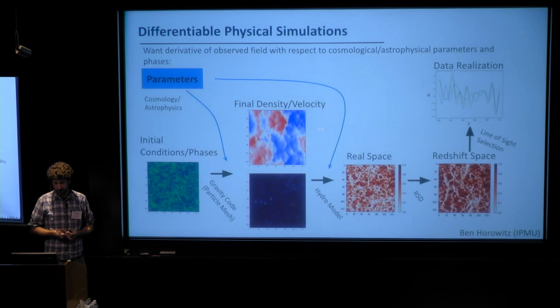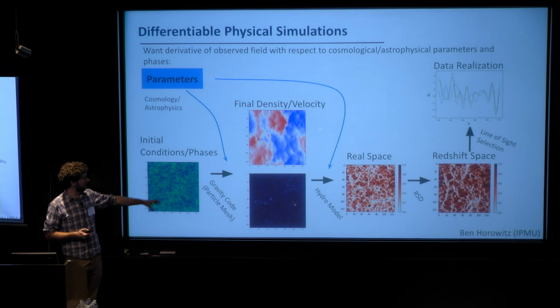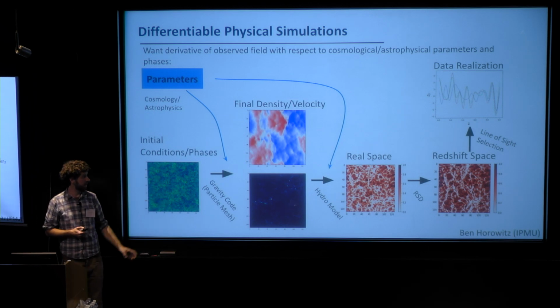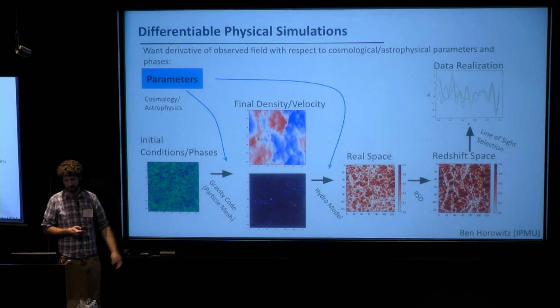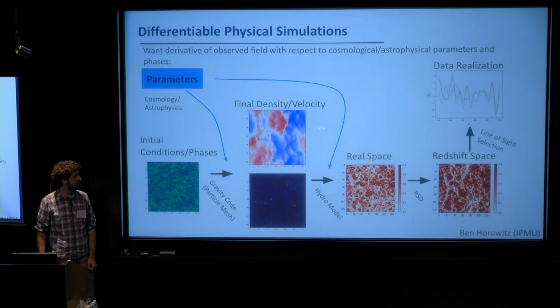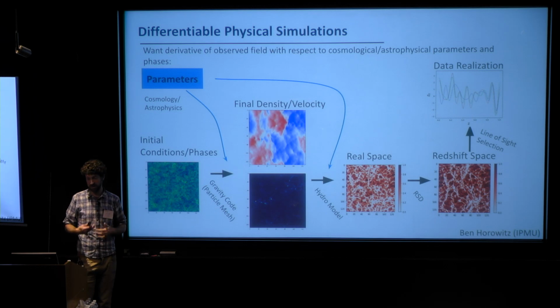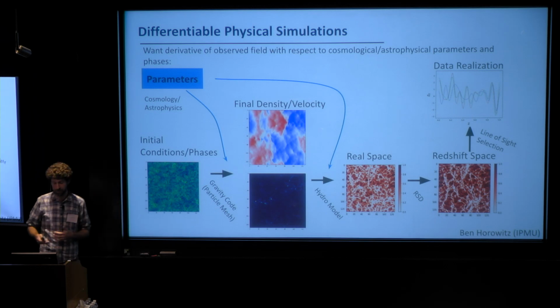So in the context of Lyman alpha forest, the framework is that we have our initial conditions. We use a fast particle mesh solver to get our final density and velocity field. We map that to real space with a hydro model, which will be the core of this talk. We can do redshift space distortion, pick out lines of sight. And because we will see that all these steps can be differentiated, you can actually backpropagate through to do this reconstruction.